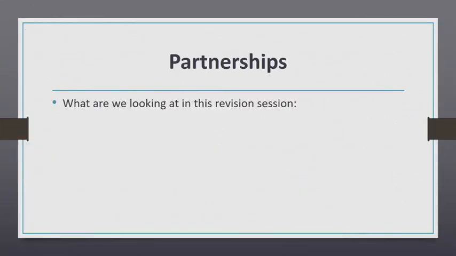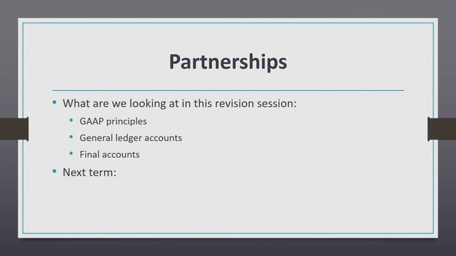Partnership, what are we going to look at? We are going to look at the GAAP principles that you've done in grade 10. You will do it again this year, and it will be part of what you must be able to do again next year. General ledger accounts, then we're going to look at final accounts. And then next term, we will do the financial statements, the statement of comprehensive income and the statement of financial position, as well as analysis and interpretation.